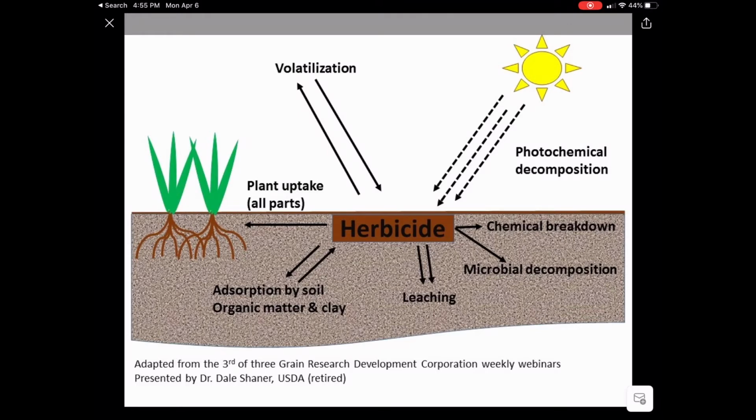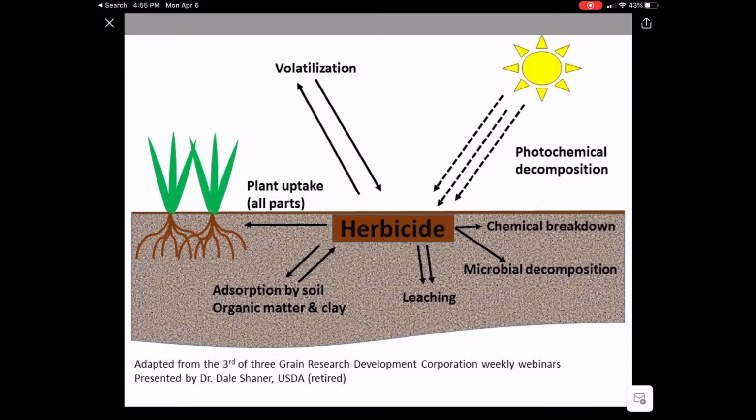One of the main reasons we can lose effectiveness is because of soil adsorption. So essentially, soil particles and organic matter have negative charges, and most herbicides are positively charged. Once that herbicide is applied to the soil, it can then be tied up by those soil particles and organic matter, which can make it less effective. So if we have a really high organic matter soil or a really fine textured soil, we're going to need more herbicide than we would on a sandy soil.